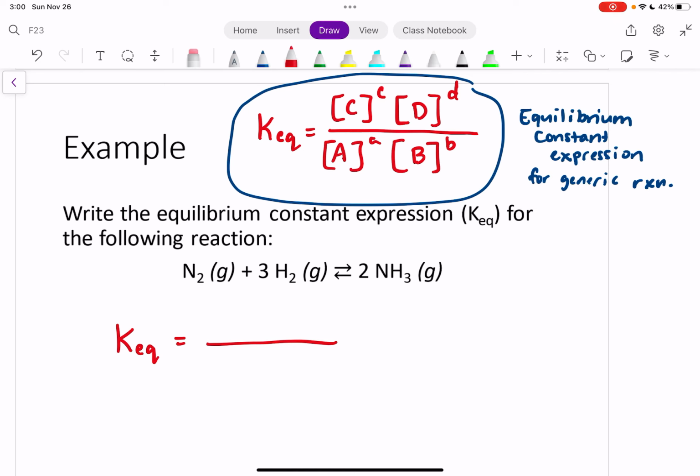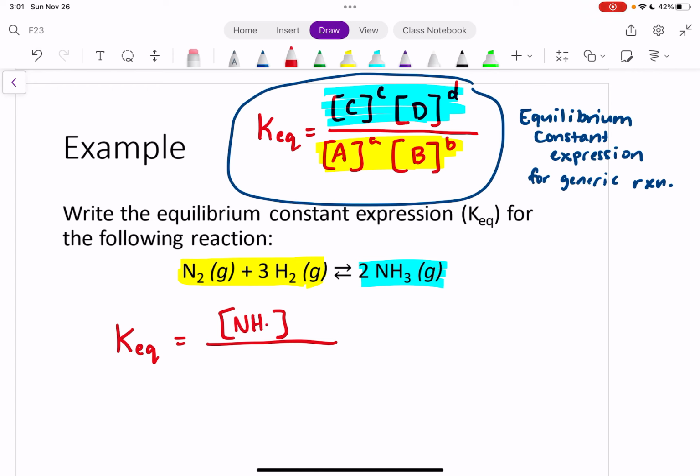So remember that the products go on the top, raised to their stoichiometric coefficients, and the reactants go on the bottom. Reactants go on the bottom. So these are the reactants. And you don't have to put these states in there, so you don't need to tell us that it's a gas in your equilibrium constant expression. But we do need to write some other stuff down. Okay, and then in the blue is our products. So we need our brackets, because that tells us that it's the concentration of our product at equilibrium.